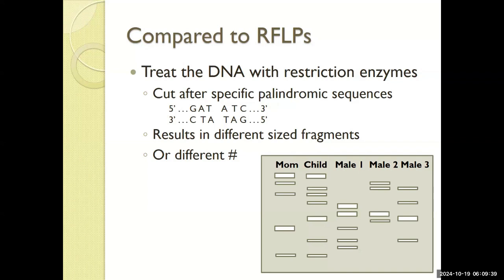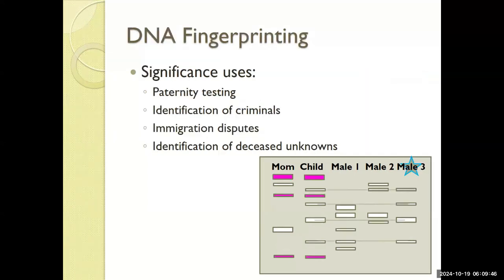So in this particular example, we've got mom, her child, and three potential fathers. We can identify the bands that came from mom and then look to see which male can fill in those gaps. Similar process is done when we identify a criminal at the scene of a crime, or for immigration disputes, or identifying an unknown individual during times of war based upon a small DNA sample.